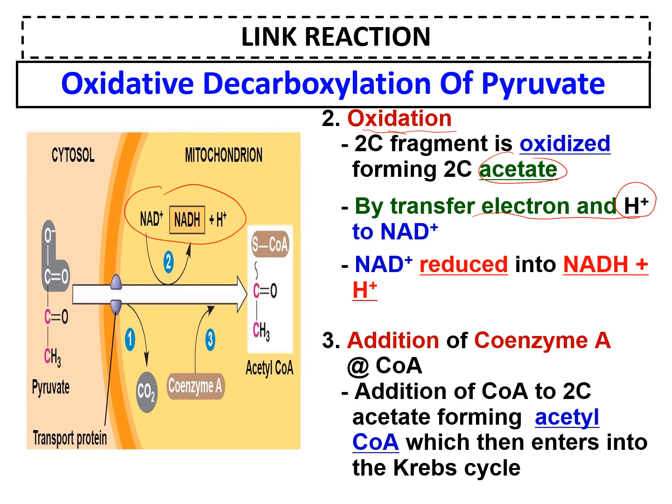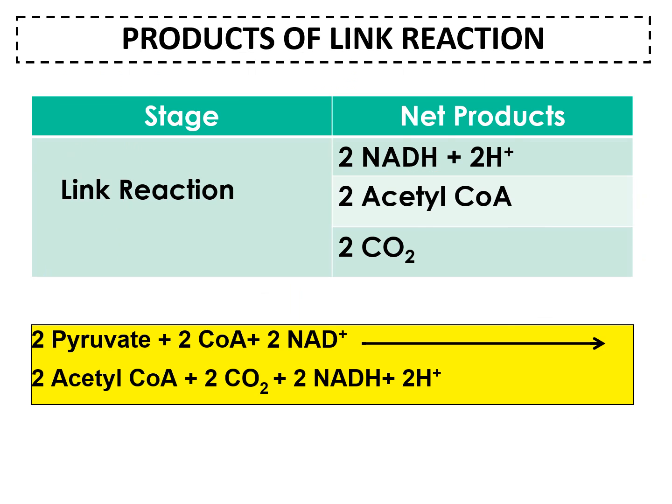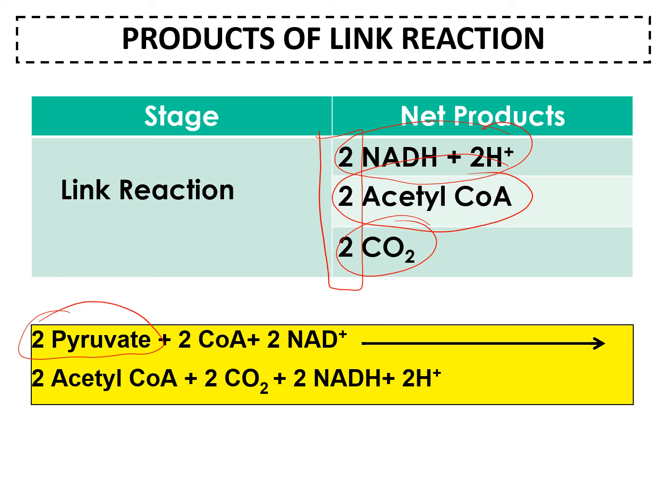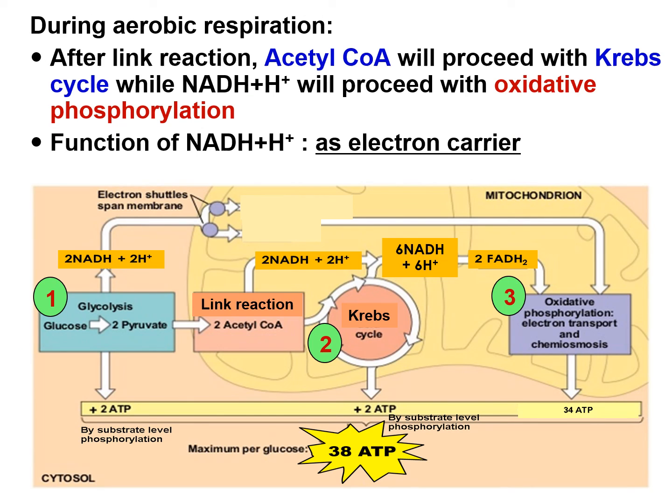Then acetate will receive coenzyme A to form acetyl-CoA. Then acetyl-CoA will enter Krebs cycle. So as a summary, the products of link reaction involve 2 NADH, 2 acetyl-CoA and 2 carbon dioxide. Kenapa dua semua ni? Because we have 2 pyruvate from the glycolysis.